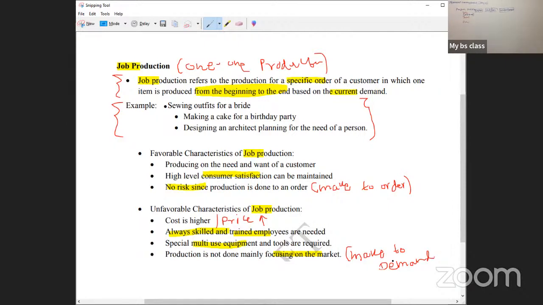Focusing on the market means make to demand. So they do not make to demand. Don't make to demand. So those are the favorable and unfavorable characteristics that you can see in this job production. The best way is to just try to remember some examples, because once you try to recall the examples, you can come up with the characteristics. No issue with that.